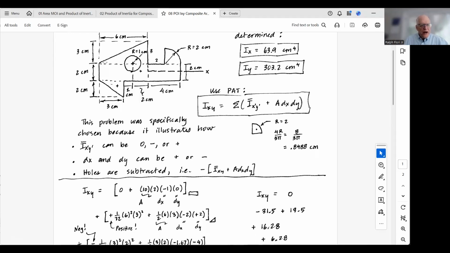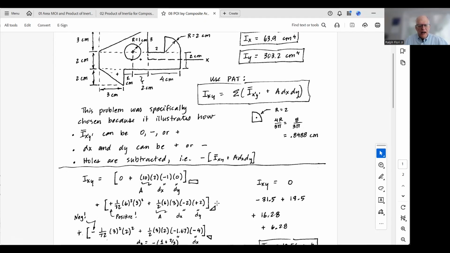So first of all, for the rectangle, his I bar is 0 because he's a rectangle. His area is 10 times 2. His dx, which is the distance from the y-axis to his centroid, is minus 1 centimeter. And his dy is 0. And so that entire term is 0 for the rectangle.